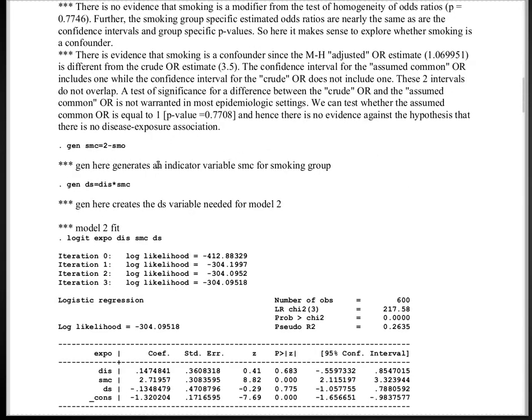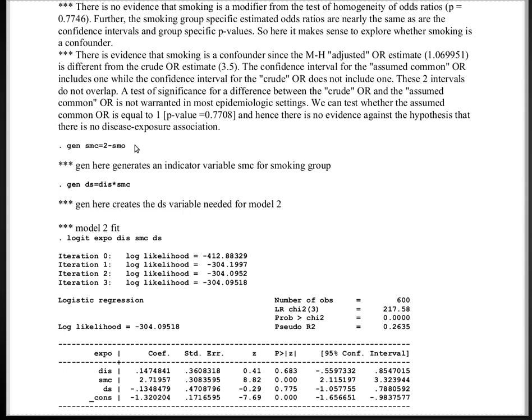So the first thing that I noted, just to be clear, is that the smoking characteristic was not an indicator. So the first thing we've got to do is construct an indicator variable. That's a variable that's just 0 or 1. So it'll be 0 for the non-smokers, and it'll be 1 for the smokers.